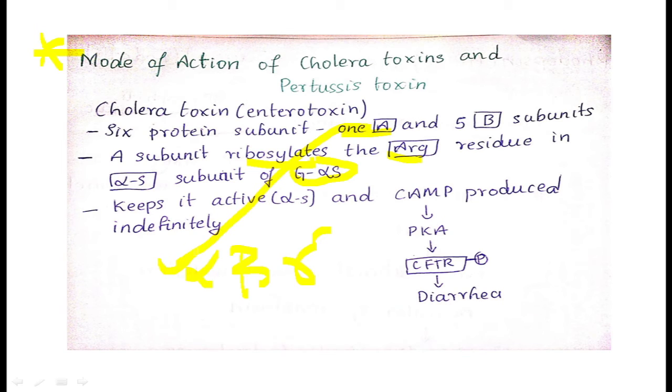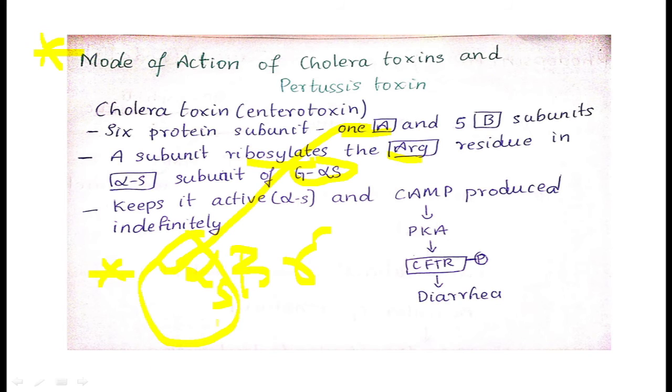What it does is keep this alpha S always active. It never becomes inactive. So it keeps it active, and cAMP is produced indefinitely. So how is cAMP produced? Adenylyl cyclase enzyme is being activated by this G alpha S, and hence ATP is continuously converted into cAMP, or cyclic AMP. That cyclic AMP, what will it do? It will activate protein kinase A.